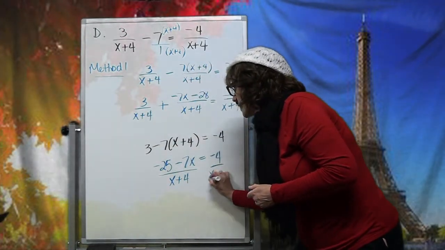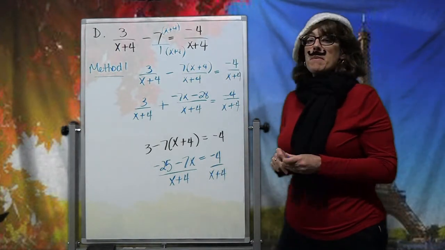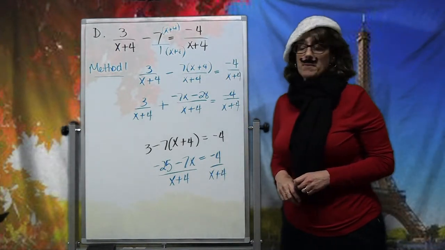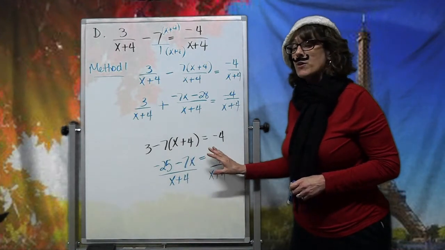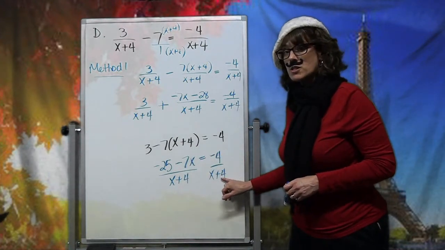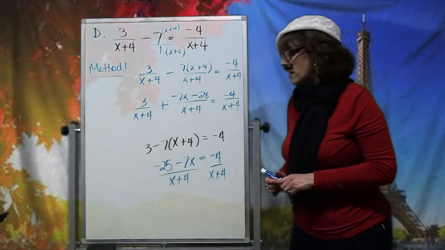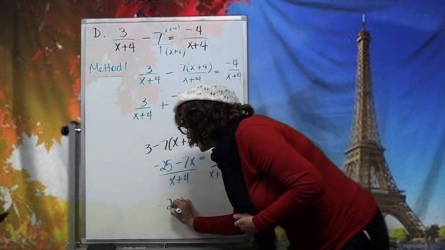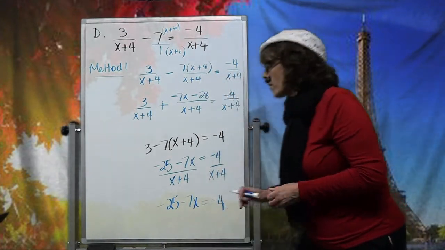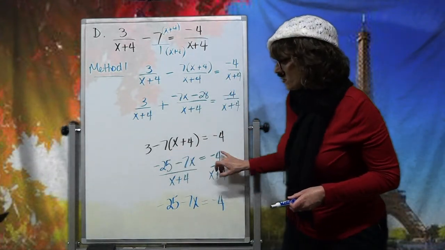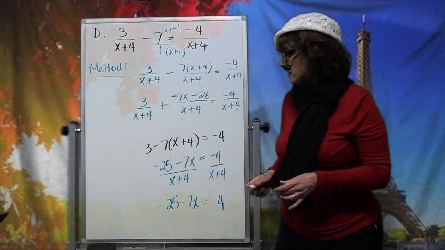And this is over an x plus 4. But I can most definitely drop them now because this fraction here is equivalent to this fraction. And when the fractions are equivalent and the denominators are the same, we can drop them and just keep that numerator. That negative 25 minus 7x had better be a negative 4, because if this is anything other than a negative 4, the two fractions are not going to be the same.